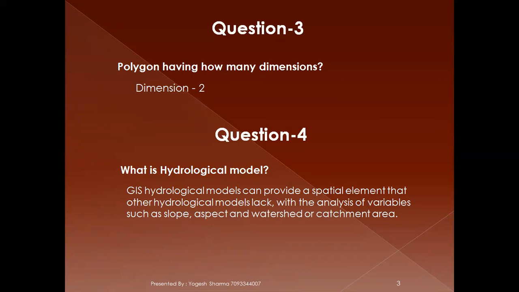Next, question number 4. What is the hydrological model? A GIS hydrological model can provide a spatial element that other hydrological models lack, with the analysis of variables such as slope, aspects, and watersheds or catchment areas. Basically, if you are working with the hydrological model, it is based on geospatial data, especially DEM or DTM. Using all these data, we can find out the slope, aspects, and watershed or catchment area. So this is the main benefit of the hydrological model.